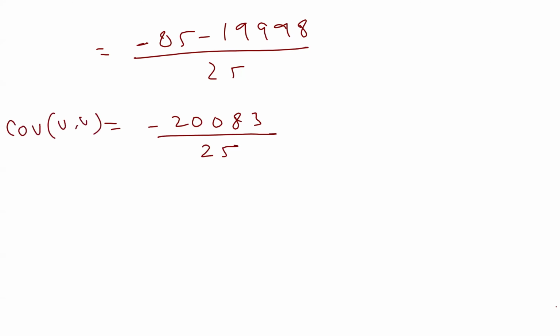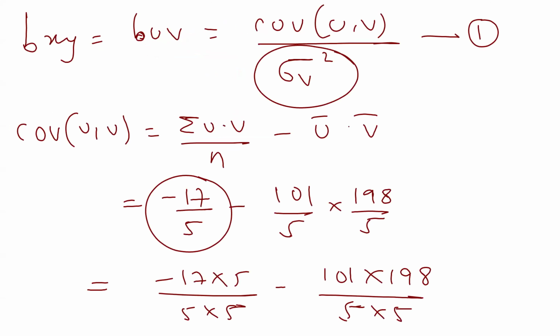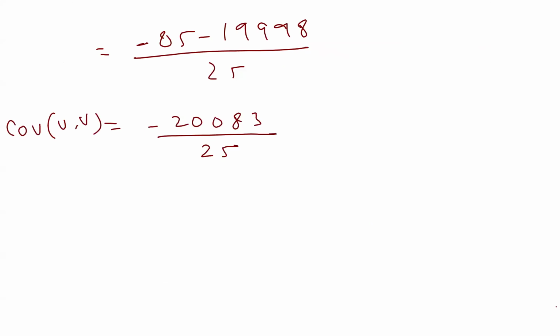Don't get frightened with the bigger values. You have a calculator with you, so there is no need to be frightened about this. Okay, then standard deviation of v square. So first we'll find out variance of v, right? So variance of v is equal to summation v square upon n minus v bar square.